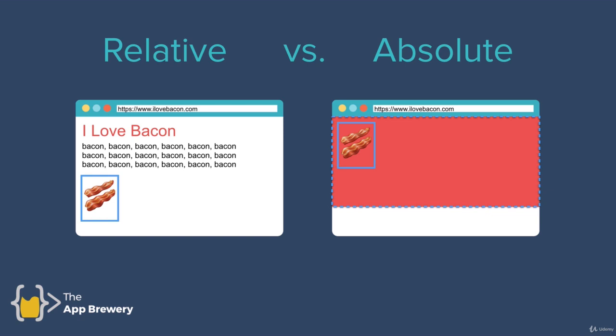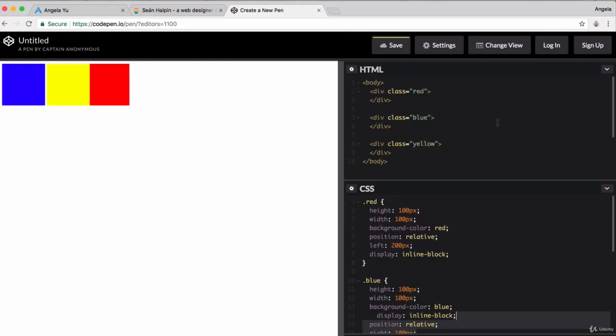Just remember that relative positioning means that you're adding a margin relative to where the element should have been. But absolute position means that you're adding a margin to its parent element. So in this case, we've still got our 3 divs inside a parent element, that's the body element.